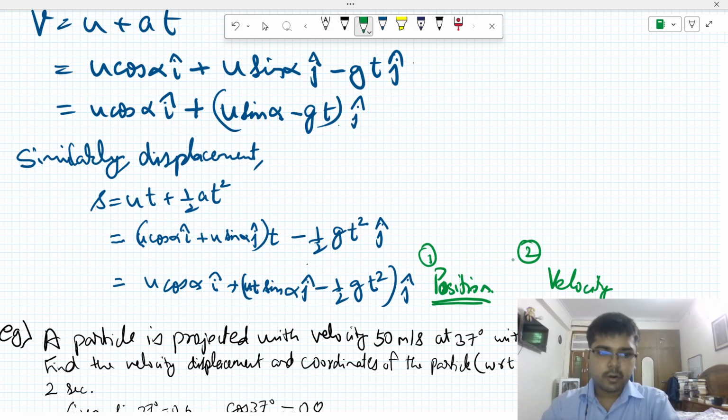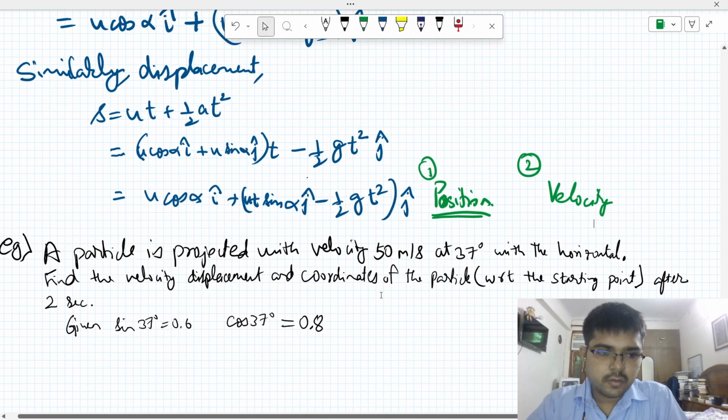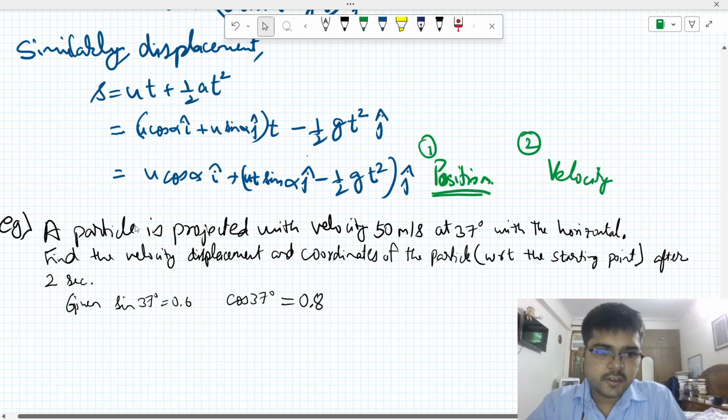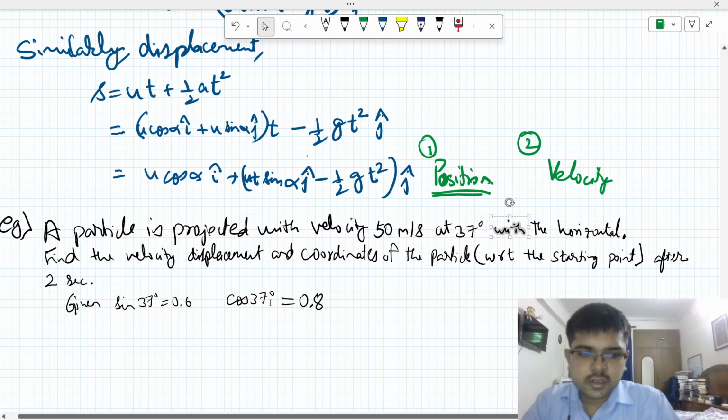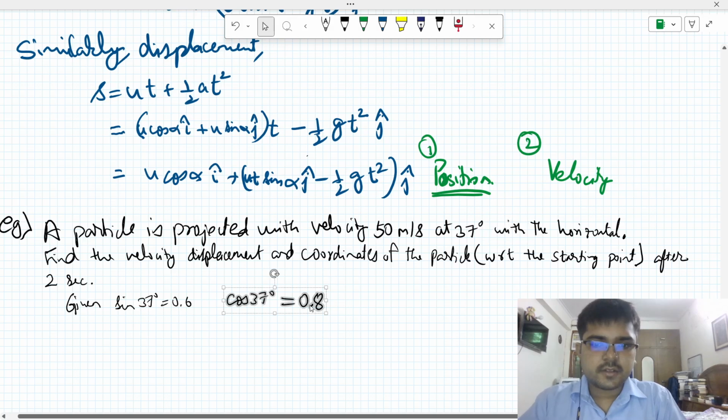So there is a homework problem for you all today. A particle is projected with velocity 50 meters per second at 37 degrees with the horizontal. Find the velocity, displacement and coordinates of the particle with respect to the starting point after 2 seconds. We are given sin 37 is equal to 0.6 and cos 37 degrees is equal to 0.8. So that was all for today.